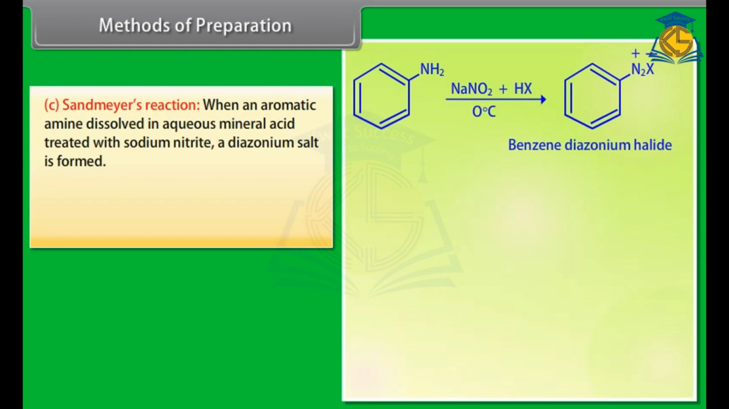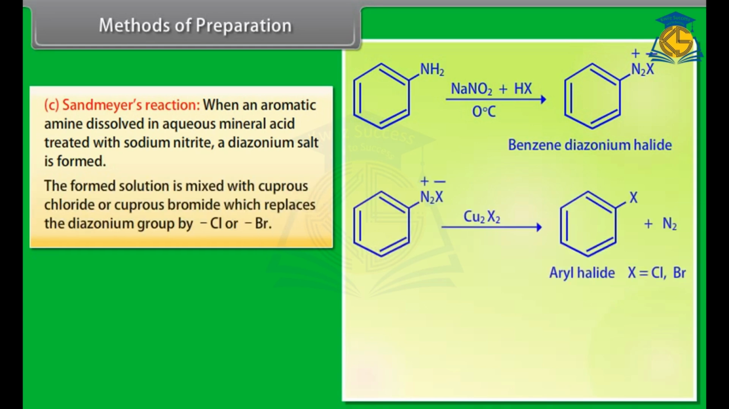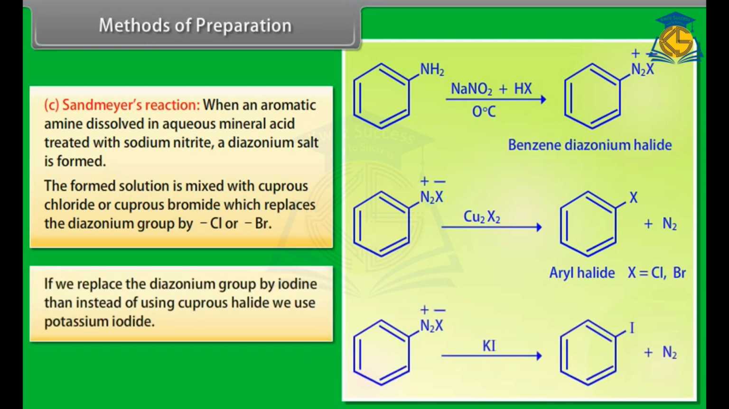Sandmeyer's reaction. When an aromatic amine dissolves in aqueous mineral acid and is treated with sodium nitrite, a diazonium salt is formed. The formed solution is mixed with cuprous chloride or cuprous bromide, which replaces the diazonium group by Cl or Br. If we replace the diazonium group by iodine, then instead of using cuprous halide, we use potassium iodide.